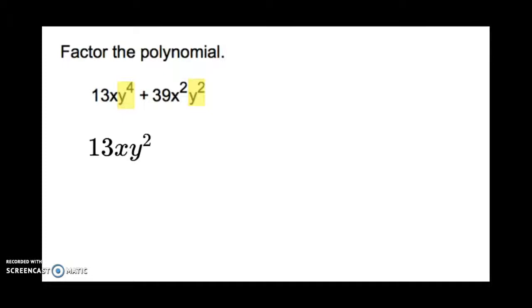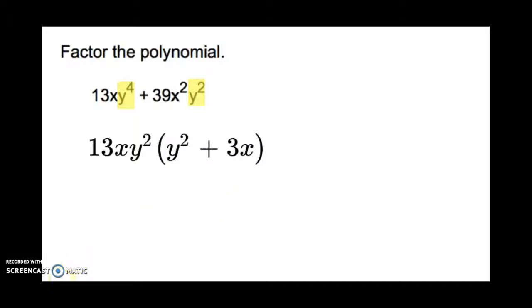So now dividing the first term by 13xy squared, you get 13 divided by 13 is 1, x divided by x is 1, y to the 4th divided by y squared is y squared. Now we have 39 divided by 13, which is 3. X squared divided by x is just x, and y squared divided by y squared is just 1. So my answer will be 13xy squared times, in parentheses, y squared plus 3x.